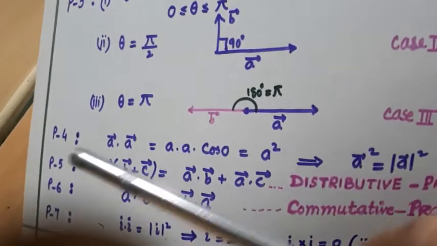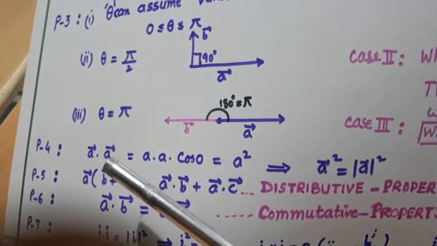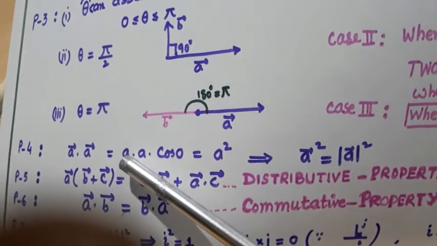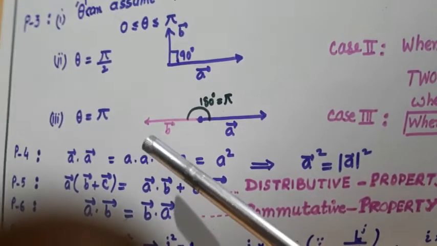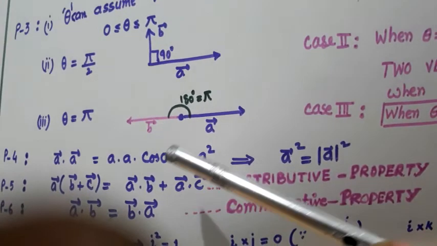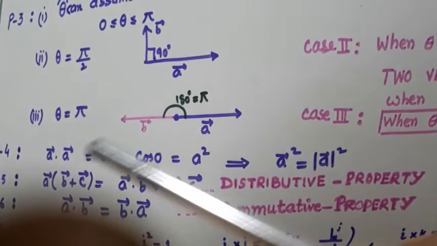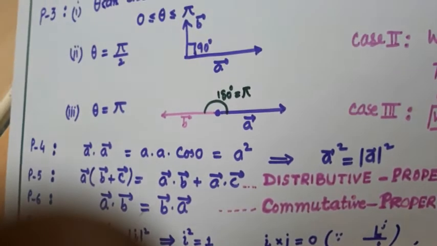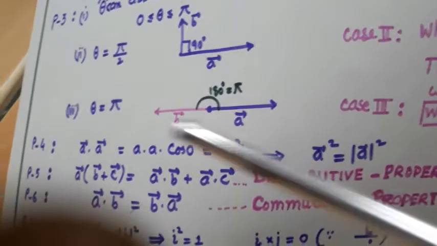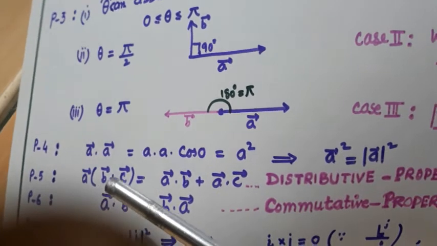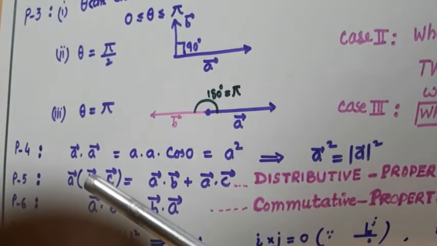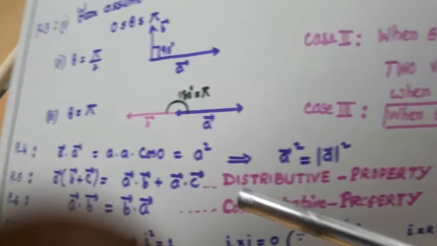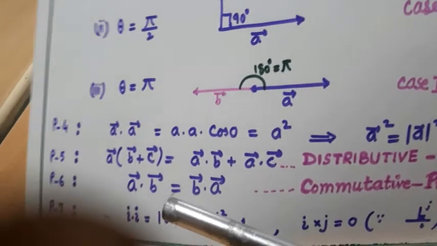Next property, A dot A और A के बीच में क्या एंगल होता है? कुछ एंगल नहीं होता, 0 होता है. So it will be magnitude of A into magnitude of A into cos 0. Cos 0 is 1. So A square. तो किसी भी वेक्टर का स्क्वायर या उसके मैग्नीट्यूड का स्क्वायर बराबर होता है. Now let us go to the distributive property. A within the bracket is B plus C. When A goes inside, it will multiply with B and become A dot B plus A dot C. This property is known as distributive property.